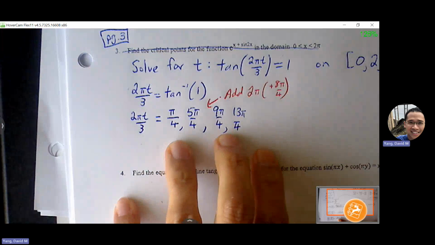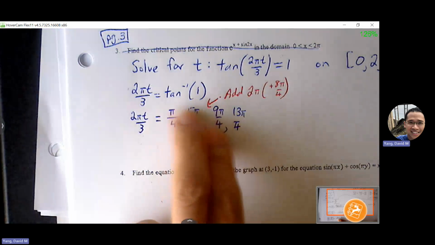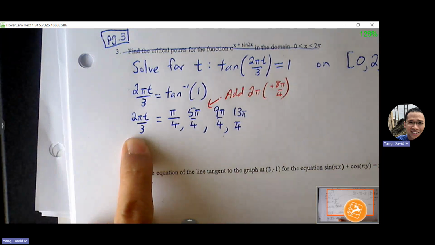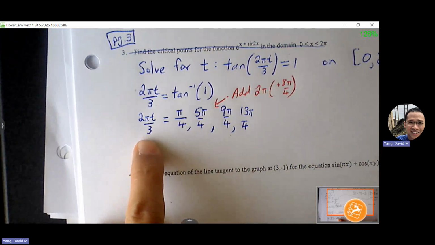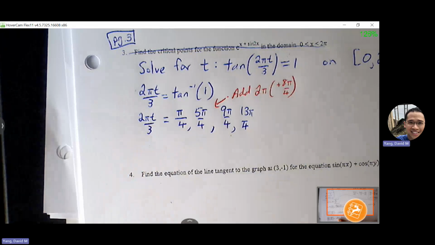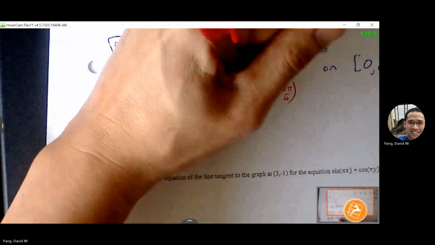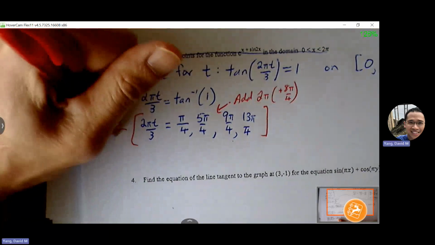Okay, so we have all of our inverse tangents converted into radian measures. Now I can solve for t. To solve for t, I can divide by 2 pi over 3, which is the same thing as what? Yeah, times 3 over 2 pi.